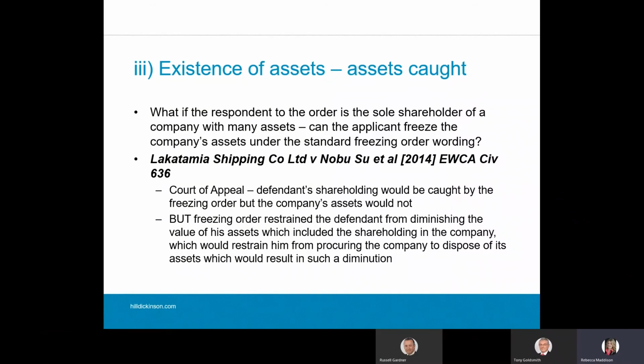The Court of Appeal, in dismissing the appeal, did not agree with the judge at first instance and held that the company's assets belonged to the company and not its shareholders. However, since the freezing order restrained the first defendant from diminishing the value of any of his assets, which included his shareholding in the company, it would restrain him from procuring the company to make a disposition of those assets, which would likely result in a diminution in value. Therefore, while the Court of Appeal considered the judge at first instance was incorrect in finding that the 3 companies' assets came within the standard wording of the freezing order, he had been correct to conclude that the freezing order covered dispositions relating to the assets of the 3 non-defendant companies.